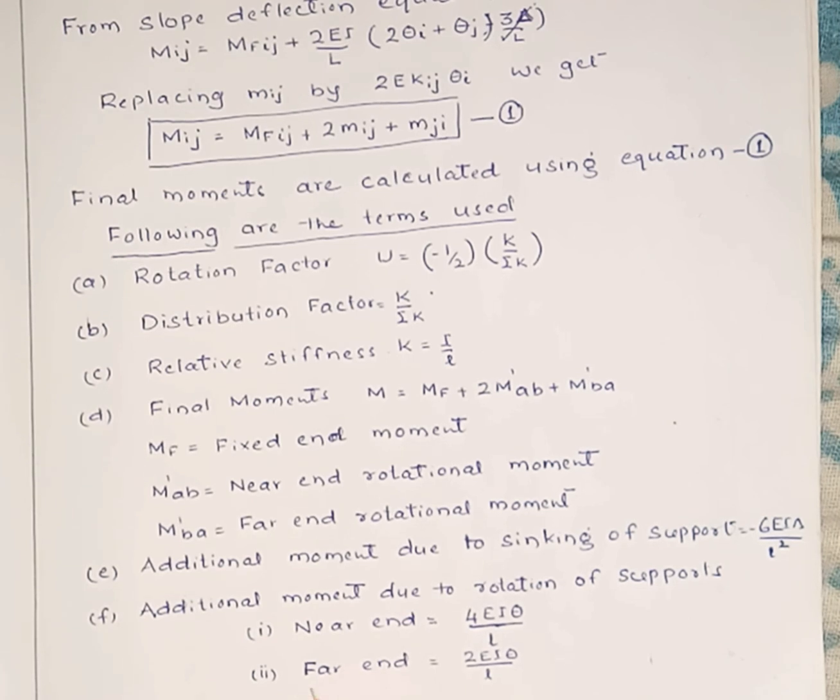Similarly, the additional moment due to rotation of the far end, due to the rotation of the support, is 2EI theta by L. For the near end, that is 4EI theta by L. For the far end, that is 2EI theta by L. The sign convention for the rotation is clockwise positive and anti-clockwise negative. We will discuss in the next video.